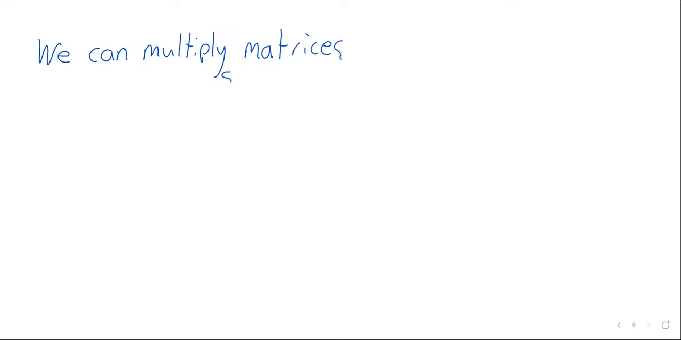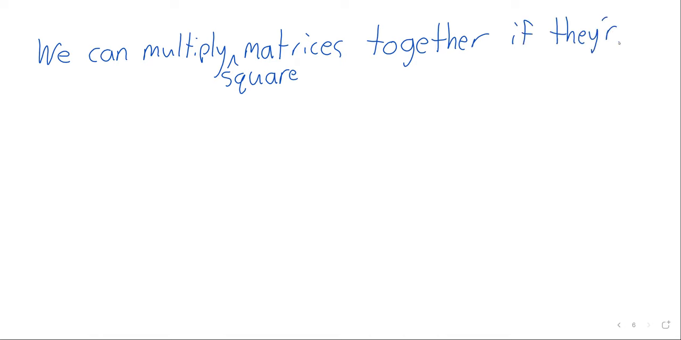Let me start by saying that we can multiply matrices. They don't have to be square, but for our purposes, let's say we can multiply square matrices together if they're the same size.